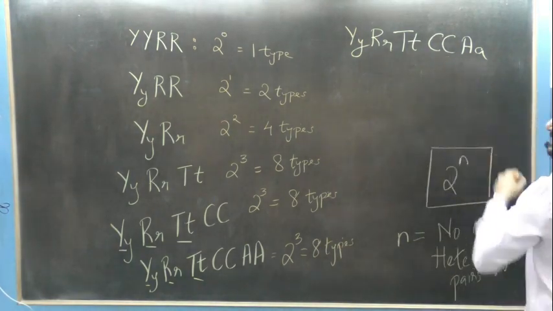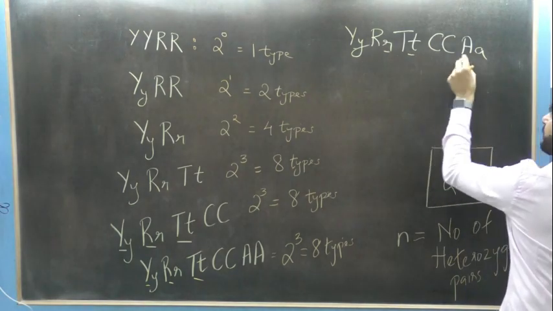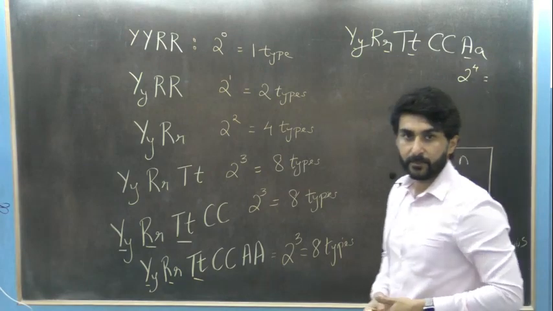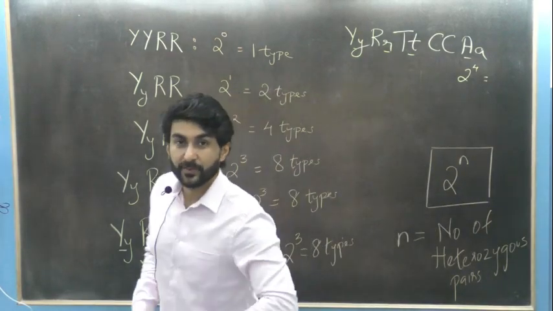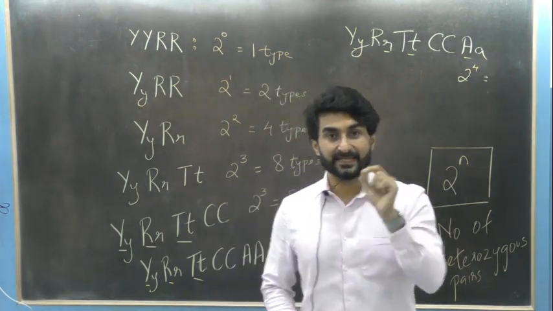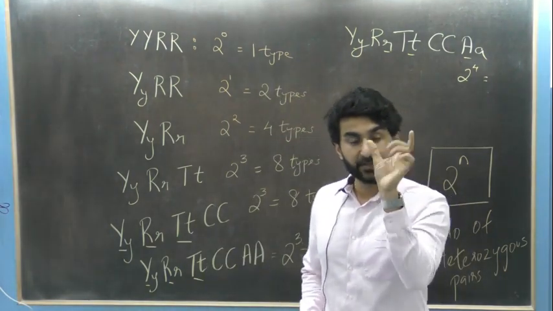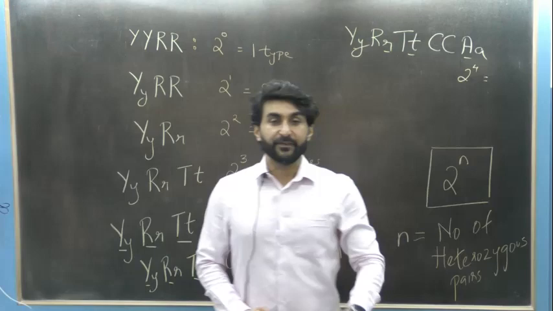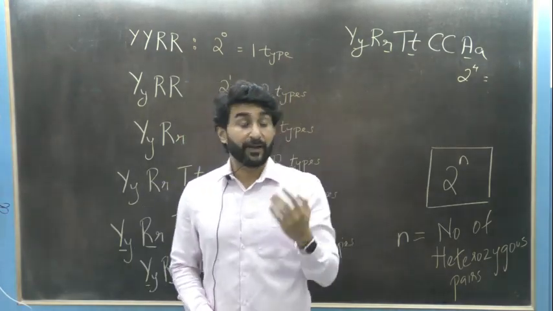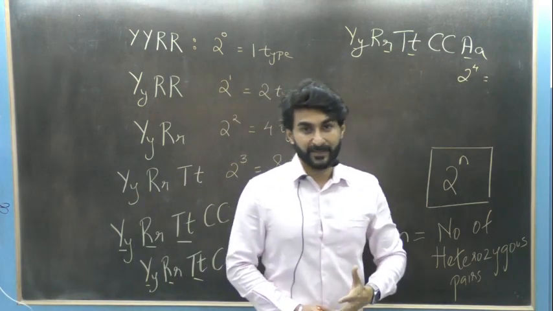Whereas if you observe this example, you will find 1, 2, 3, 4. So 2 raised to 4, that is 16 types of gametes. So basically what you're supposed to do is see how many heterozygous pairs are there in the given genotype. If they give you a genotype and ask you to find out the types of gametes produced by this plant.